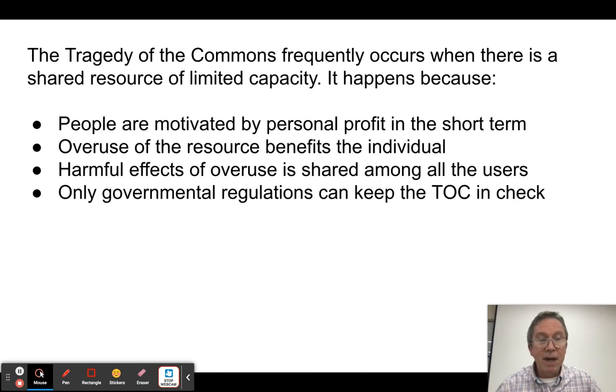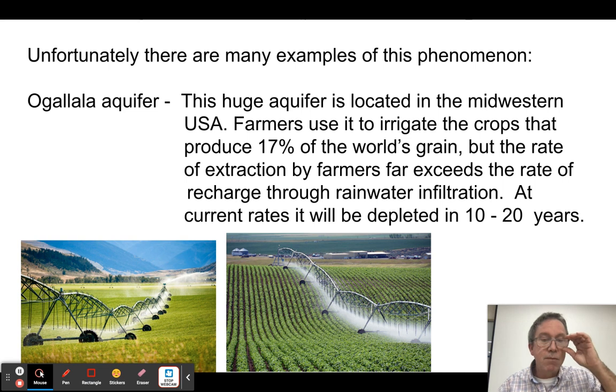And the only way to prevent it from happening is having a governmental agency step in and regulate the resource. That's the only way it can be done. Now, there's a couple ways the government can do that, but understand, without the government, you will always end up having humans overexploit a shared resource. So let's look at a couple examples.